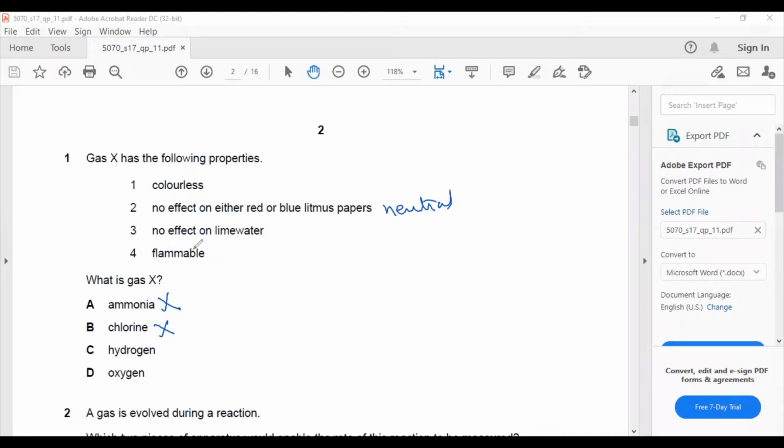It is flammable. Now only two options. Most of the students think oxygen is flammable. It's wrong. Oxygen helps in burning, but it's not flammable. Otherwise, oxygen is in air, so the whole air would burn.